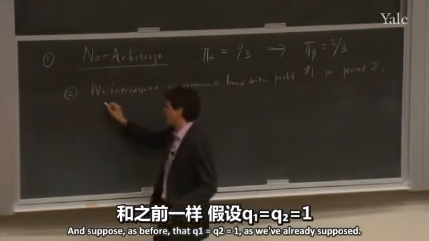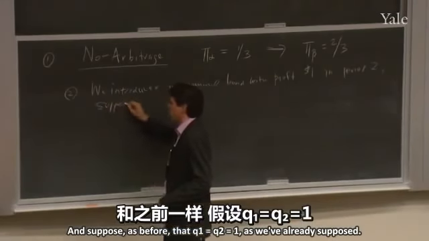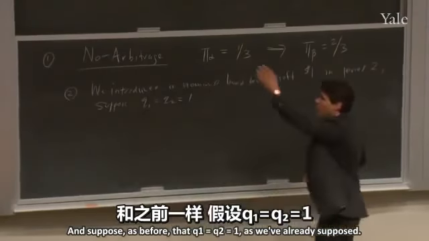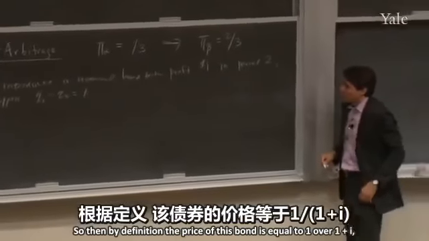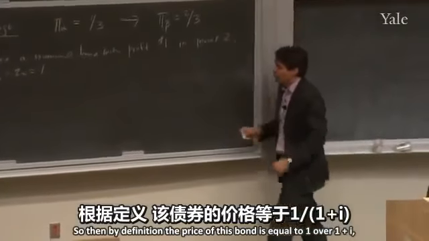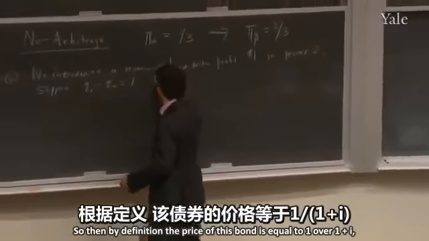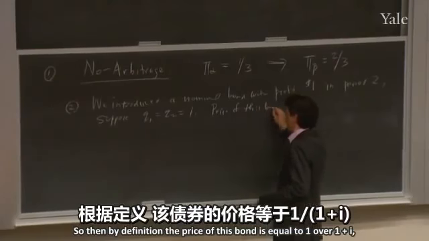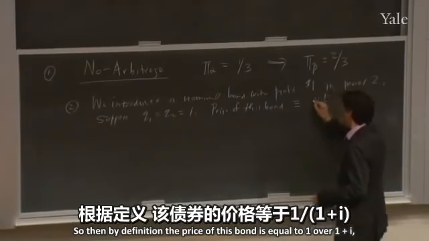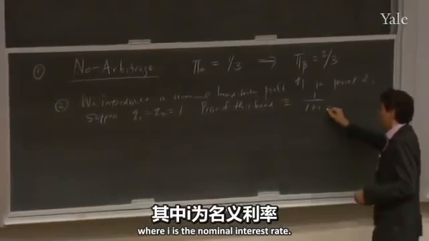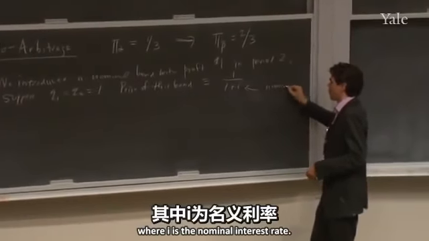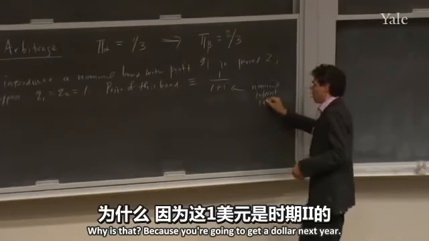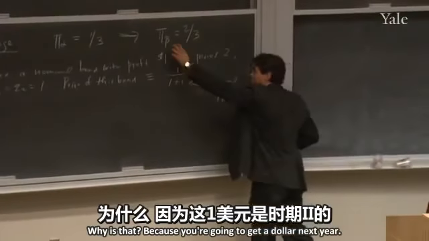And suppose, as before, that Q1 equals Q2 equals 1, as we've already supposed. So then, by definition, the price of this bond is equal to 1 over 1 plus I, where I is the nominal interest rate. Why is that? Because you're going to get $1 next year.